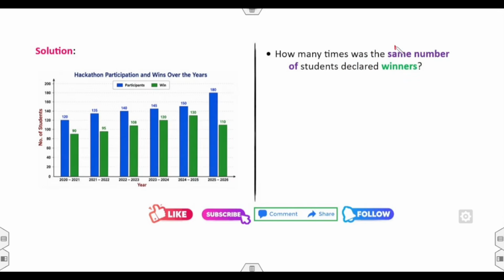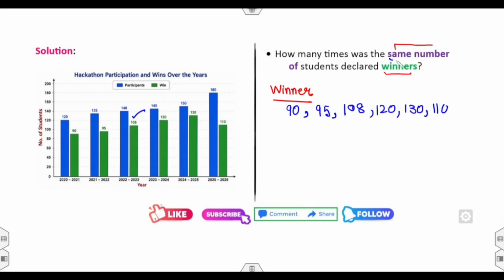How many times is the same number of students declared winners? Can you find the number of the winners? What is the number of winners in the first year? 90. The number of winners in the second year is 95. The number of winners in the third year is 108. The fourth year is 120. The fifth year is 130.